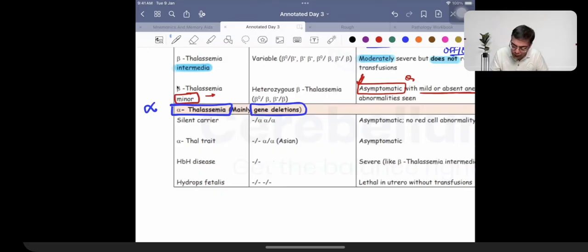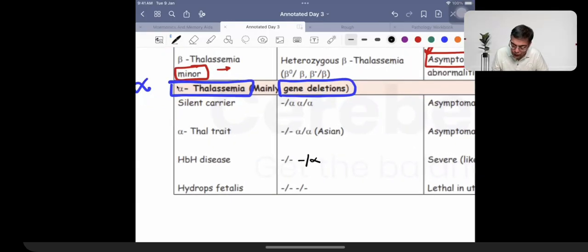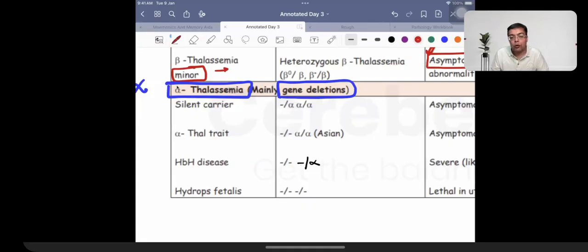Right, so we are going to be having different situations which can be seen in the patients, and these are the 4 conditions. Condition number 1: for 2 genes you require 4 genes.